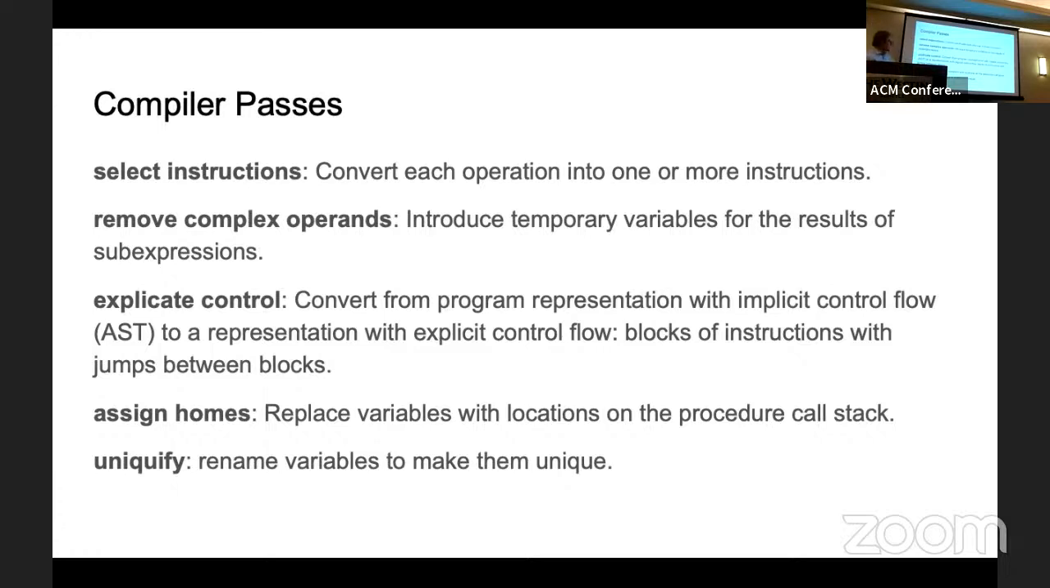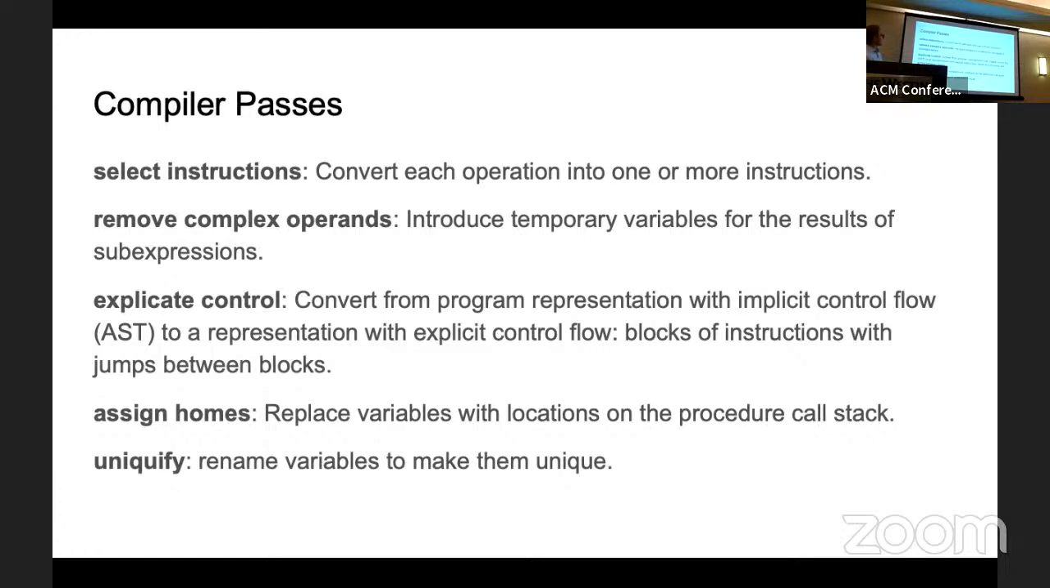So for example, going from variables that are not necessarily unique to a setup where all your variables have unique names. That's just this uniquify pass. This assign homes pass's job is to replace variables, of which there could be an unbounded number, with locations on the procedure call stack. That's what we do in assign homes. And then later on that pass gets enhanced to deal with register allocation.